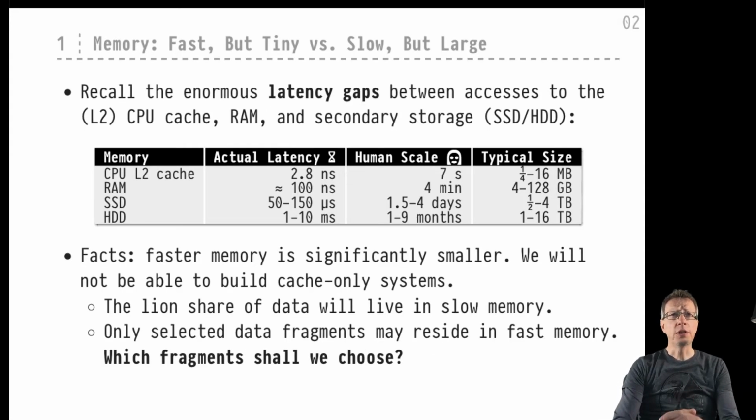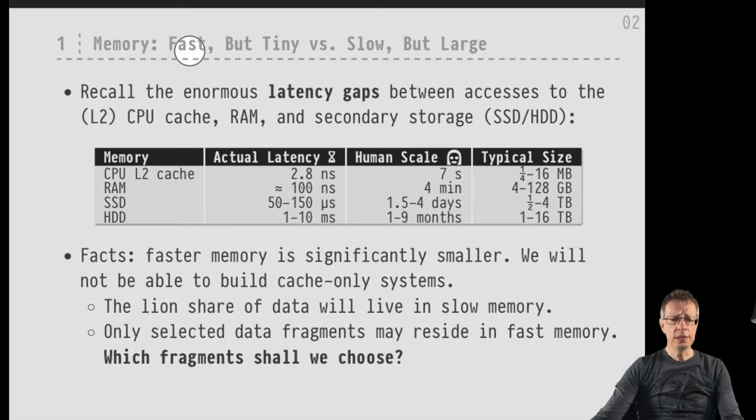This is all motivated by a fact that we've already looked at, but I want to recall it here. It's the size and the latencies of the memory subsystem that we face in modern computers. And there's a conundrum here. There's a dilemma that we are facing, and it's about memory size and memory speed.